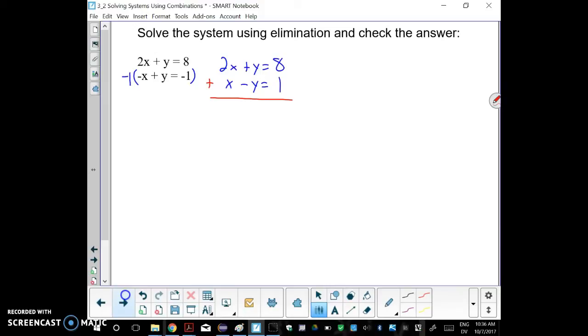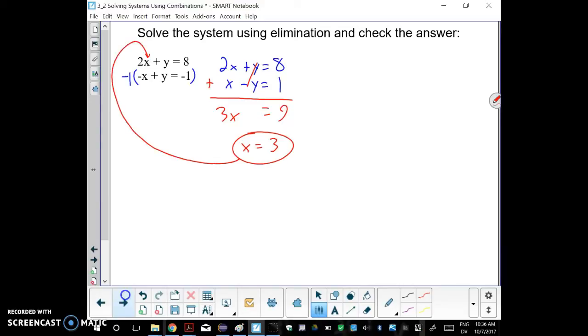And so now with positive and negative 1y, when we add these together, we get 3x, the y's disappear, and 9. And now just divide both sides by 3. So we get x of 3. All right, and so that's the first one. And now we just plug that back in to either equation to get the other variable y.